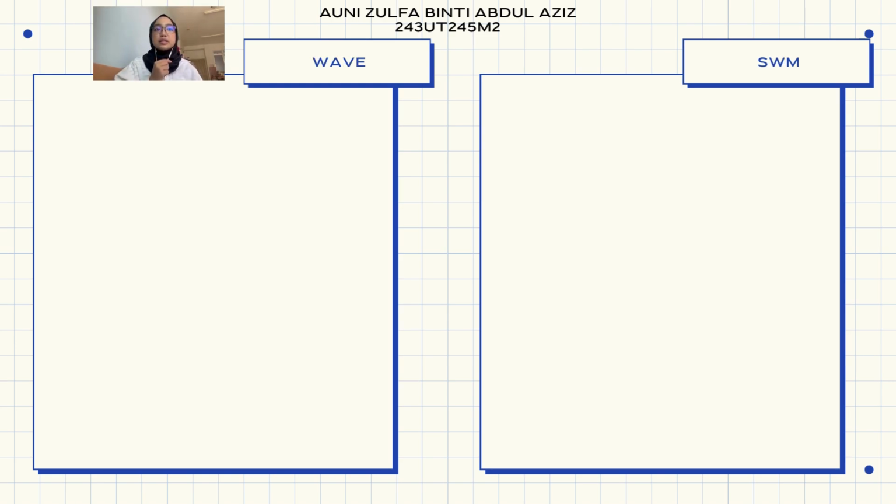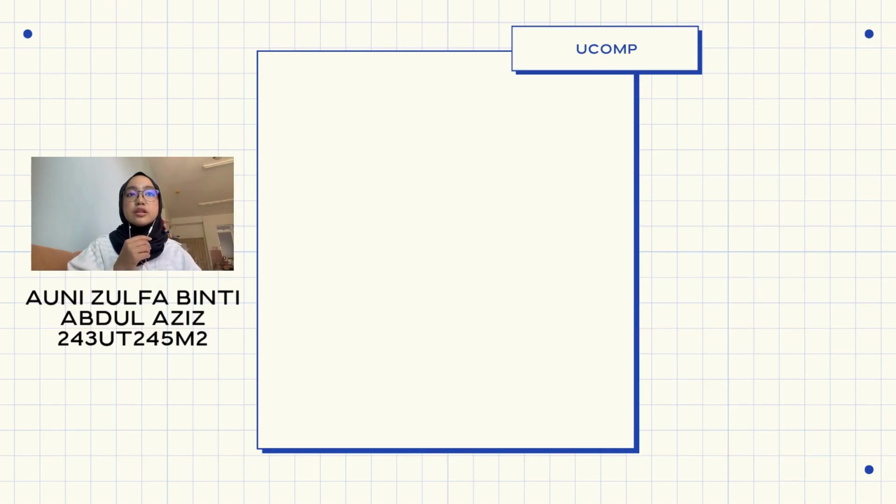As for WAVE and SWM, they both show consistent cache benefits, though SWM slightly outperforms WAVE in miss rate at larger caches. And last but not least, UCOMP behaves almost similarly to SWM.